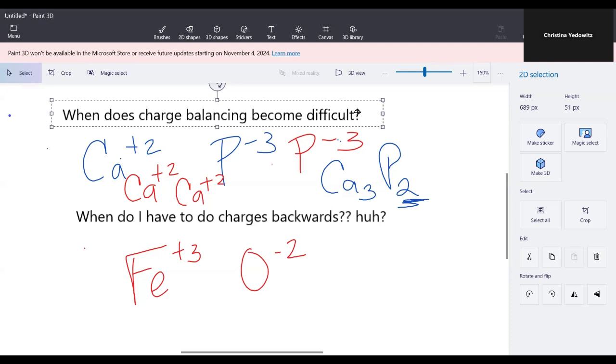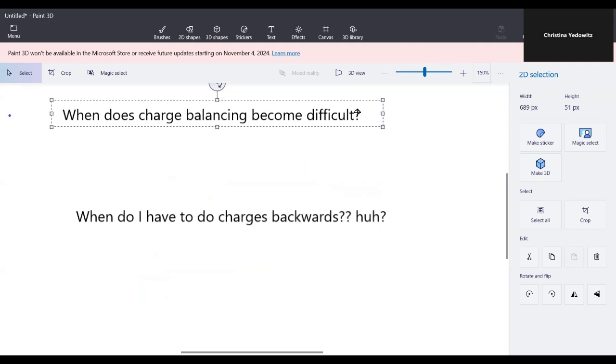All right. Another situation you might run into where balancing becomes difficult, especially if you haven't practiced your polyatomics a lot, you might find it confusing when you run into a situation like sodium sulfate.